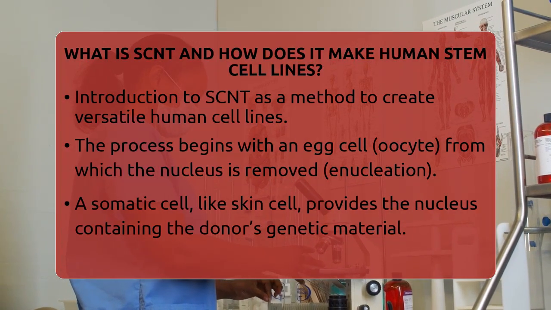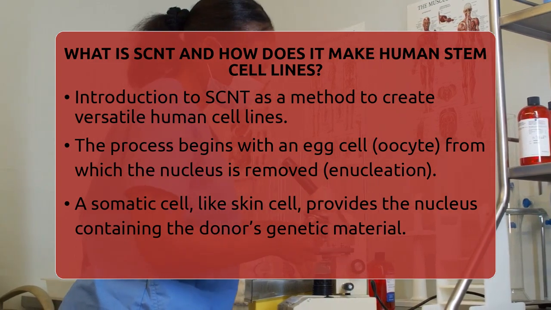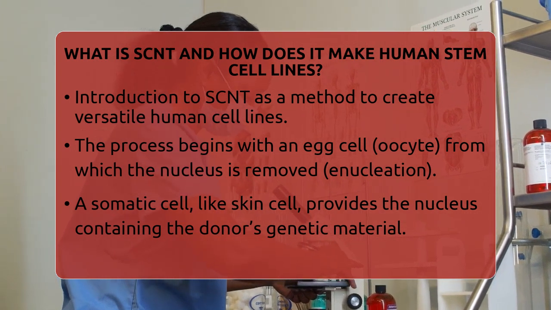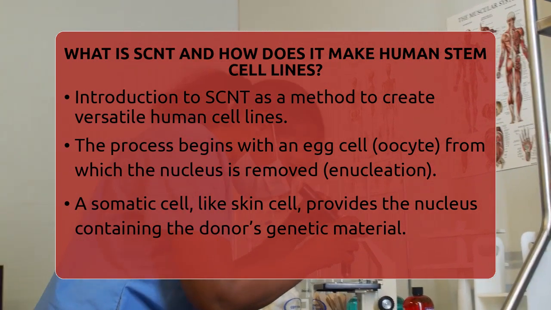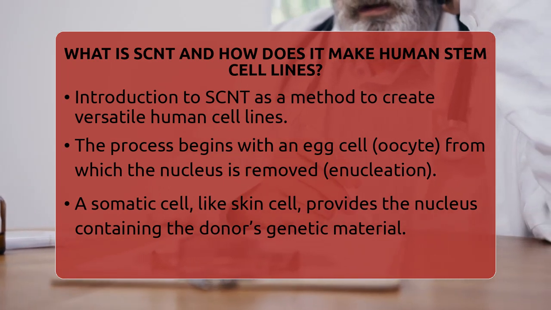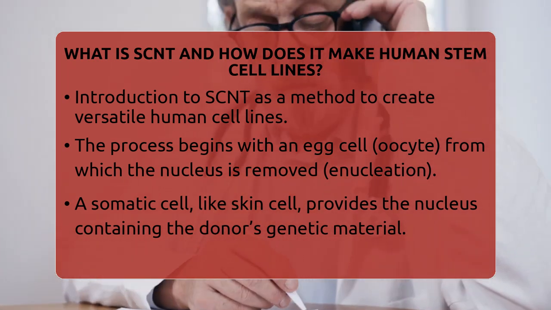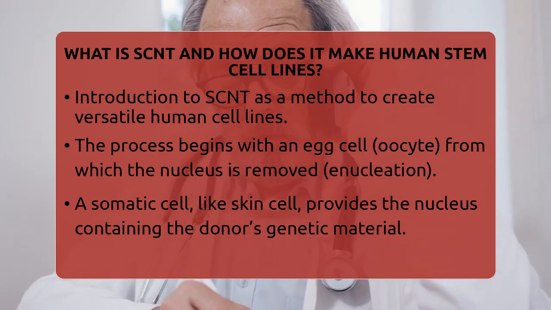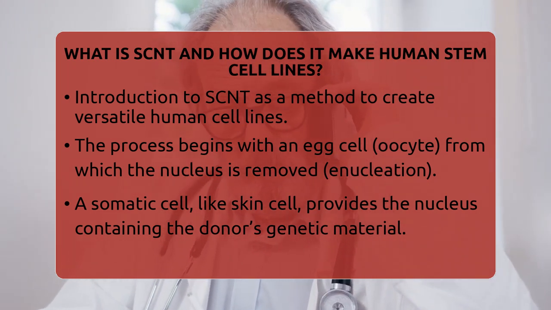What is SCNT and how does it make human stem cell lines? Imagine being able to create a tiny version of a person's cells that can turn into any kind of tissue in the body. That's what scientists do with a process called somatic cell nuclear transfer, or SCNT. It's a method that could help develop new treatments for diseases and even repair damaged organs.